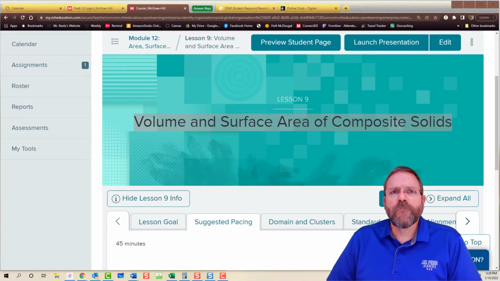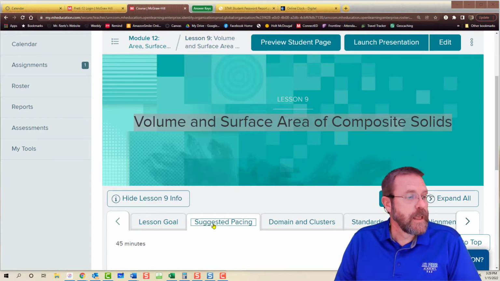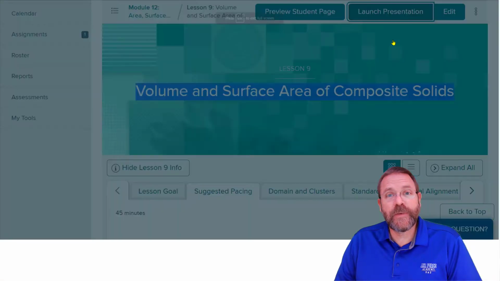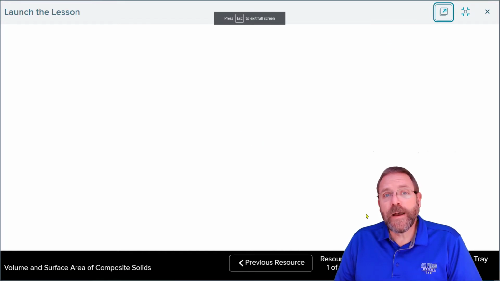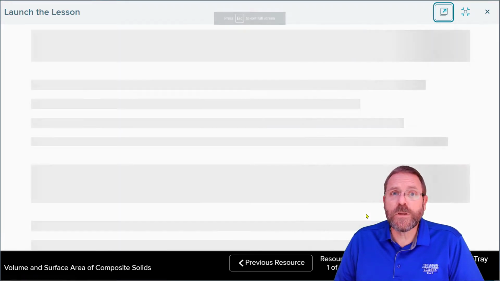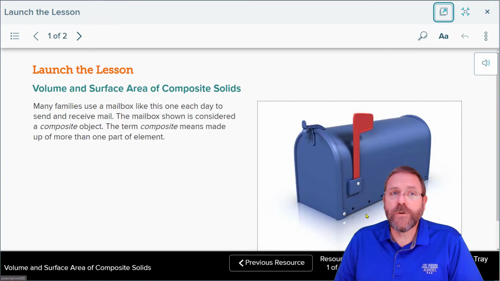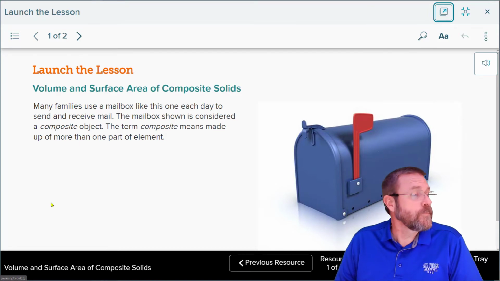We have made it to the very last lesson in the next to the last module. We're looking at Module 12, Lesson 9, which is covering volume and surface area of composite figures or composite solids. A pacing guide claims this is a one-day lesson, but guys, they're giving us 17 resources to get through here. I don't think it's going to be a one-day lesson.